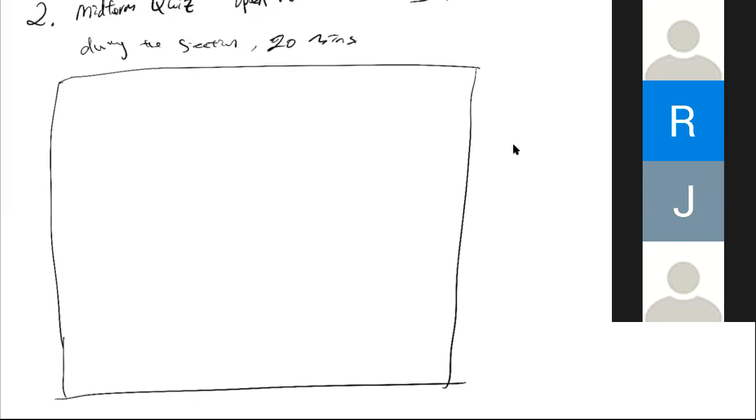So as for the quiz, there will be no quiz today, and there will be a quiz on Thursday. The quiz on Thursday will cover the material that we went through today. So we will cover the maximum likelihood.